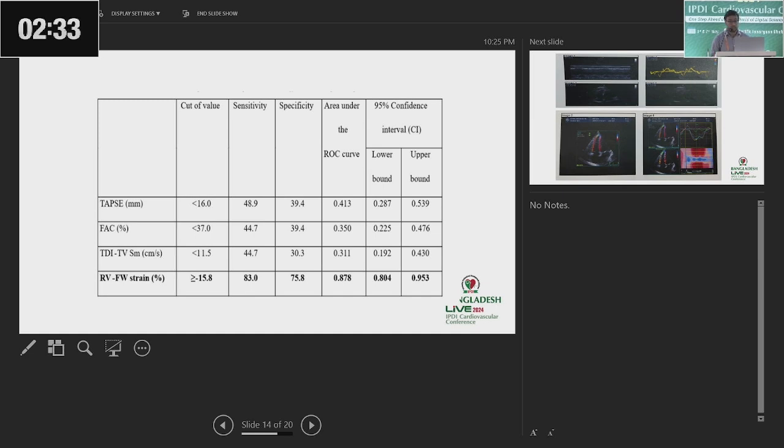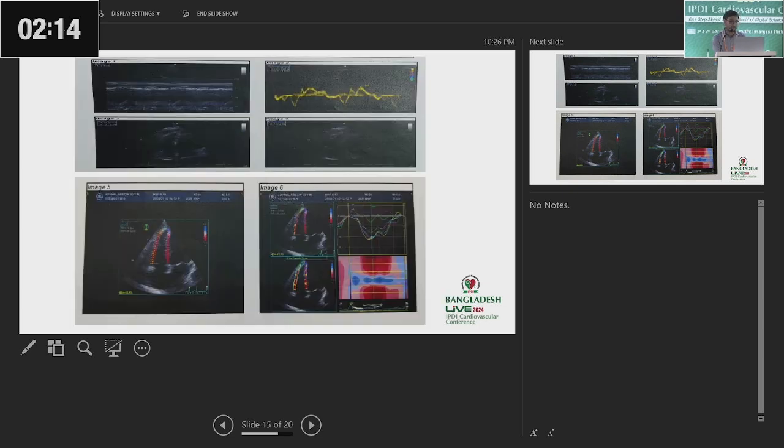After putting all the values and constructing a ROC curve, we found an average cutoff value of minus 15.8 for right ventricular free wall strain to detect proximal RCA lesion, which has a sensitivity of 83% and specificity of 75.8%, which is much higher than the conventional echo parameters.